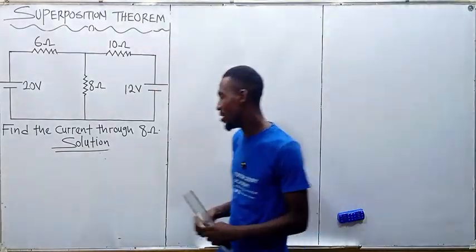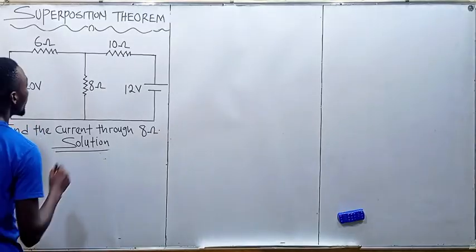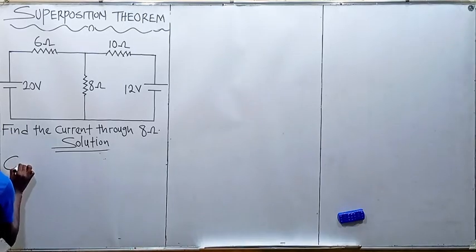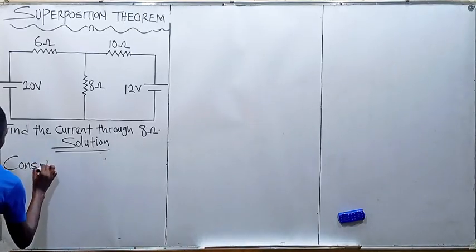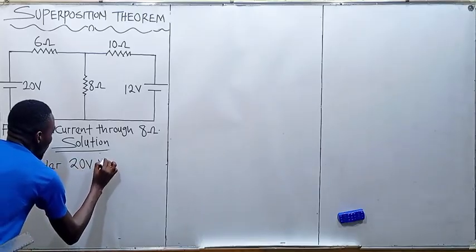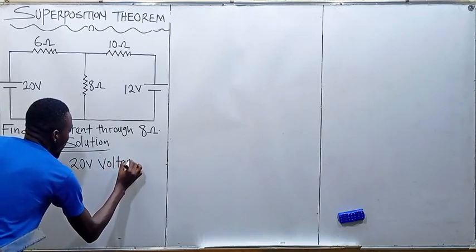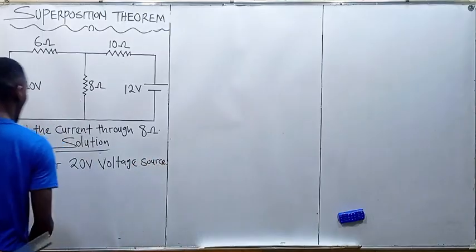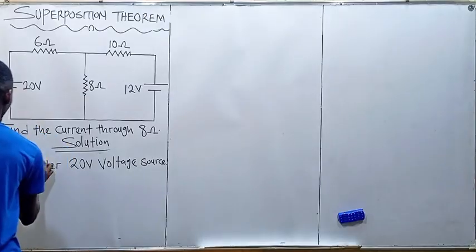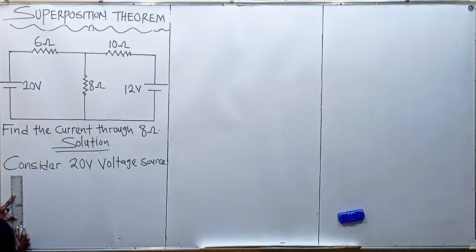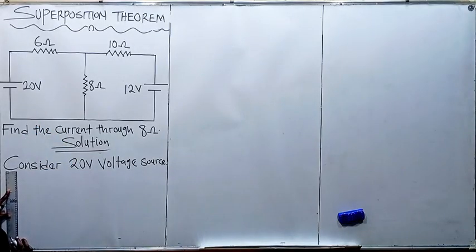So now the first thing is we are going to consider the 20 volt voltage source. All right, so that's what we are going to do. It means that we need to redraw the circuit very quickly and very neatly. So let's redraw this.